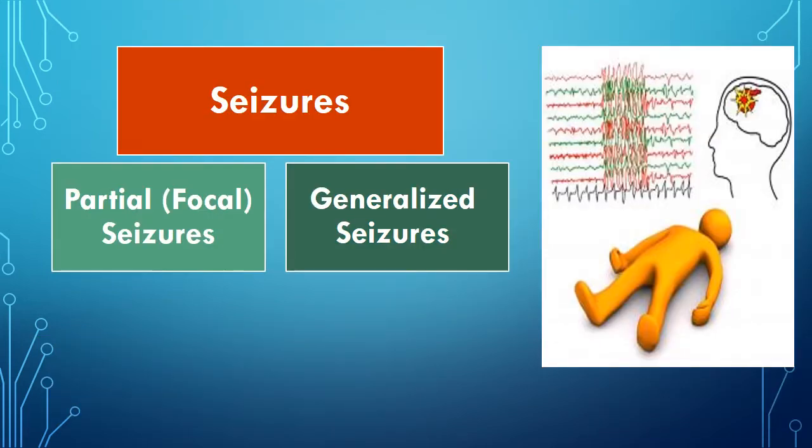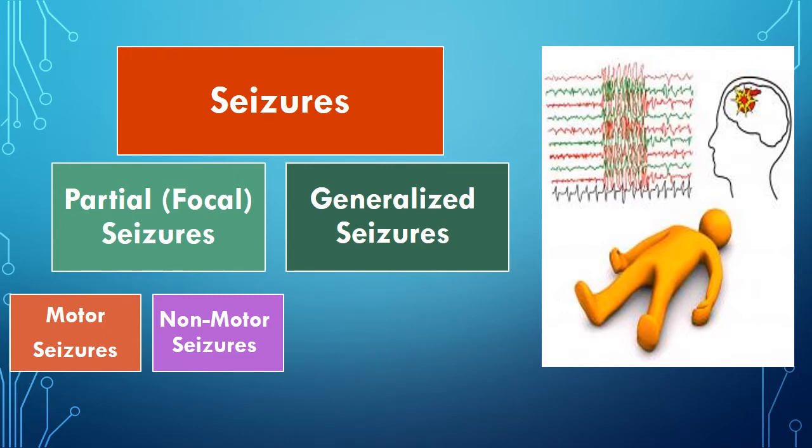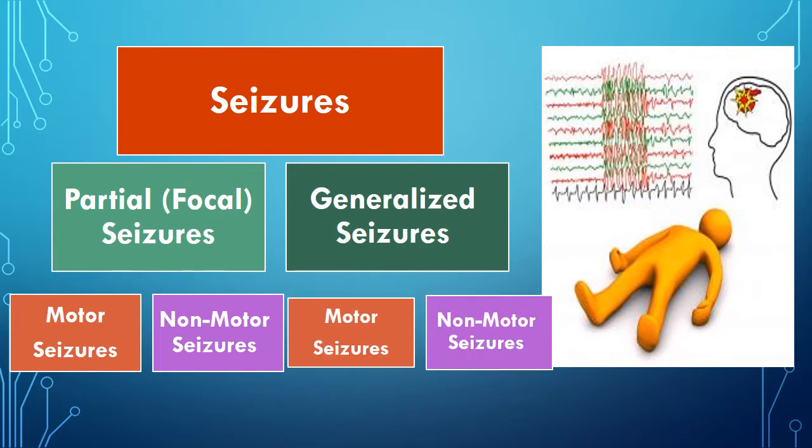Seizures could be either focal or generalized. Focal seizure occur when epileptic discharge originates in only one side of the cerebral hemisphere, while generalized seizure is due to generalized epileptic discharge. The focal seizure could be either motor or non-motor, and also generalized seizure could be either motor or non-motor.